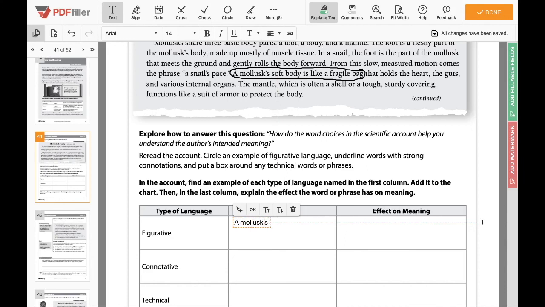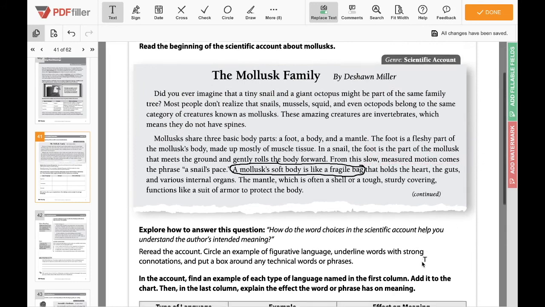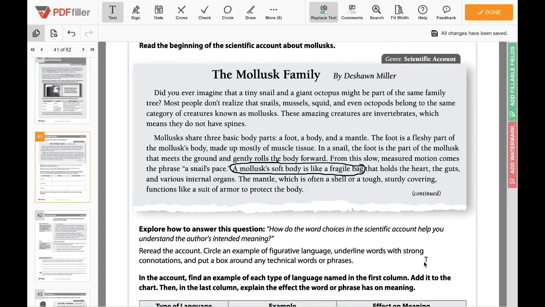A mollusk's body is like a fragile bag. That's all we have to say there. We'll come back and we'll look at effect on meaning, but for right now, we're just going to write it in there. So now the next thing that we're going to do is underline an example of a strong connotation. I know it seems like we're rereading a lot, but that's okay.